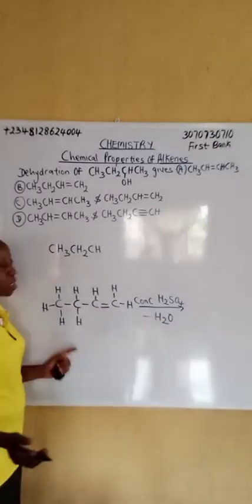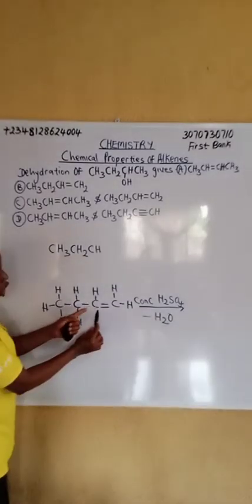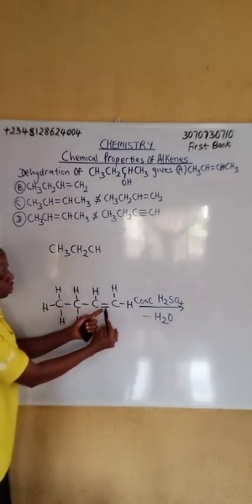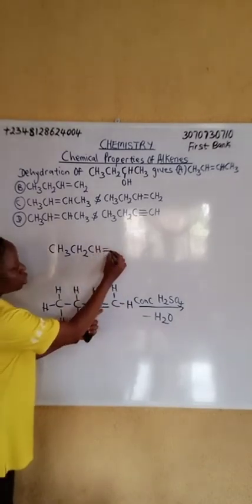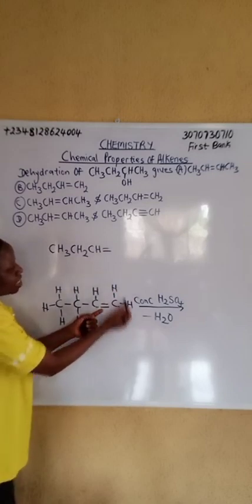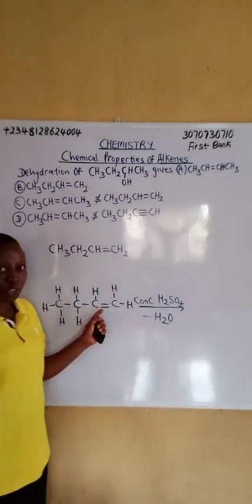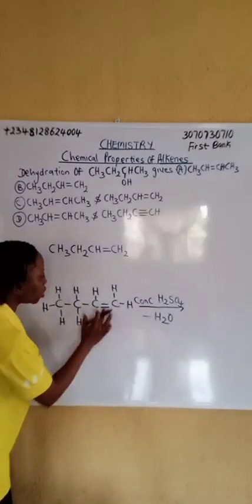Now let's look at this one. 1, 2, 3, 4. Balanced. Now, after this, the third carbon atom with 1 hydrogen will go with a double bond, then followed by CH2. So this is the first product.